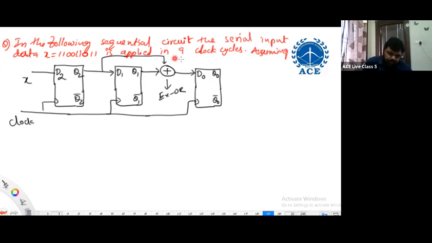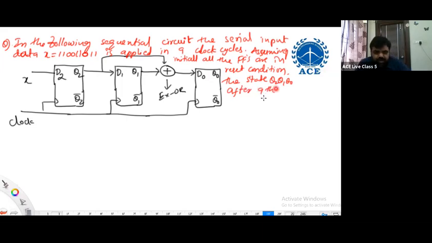Assuming initially all the flip flops are in reset condition, the state Q2, Q1, Q0 after the ninth clock cycle, after immediately the ninth clock cycle, is dash.